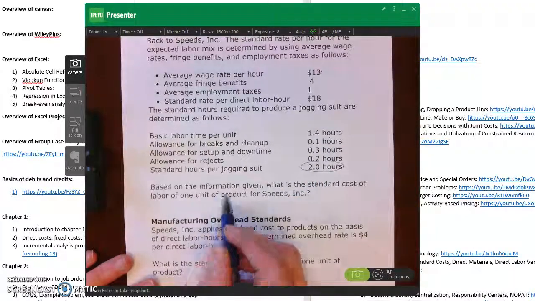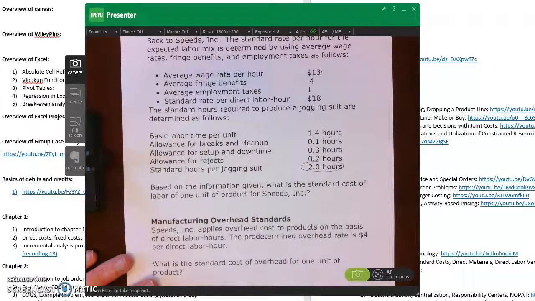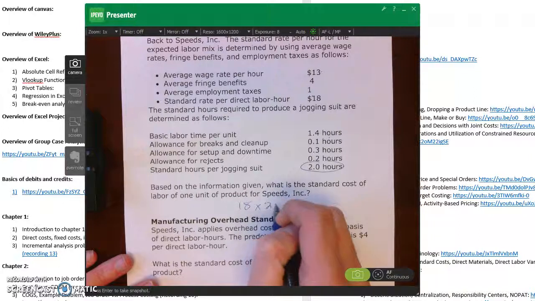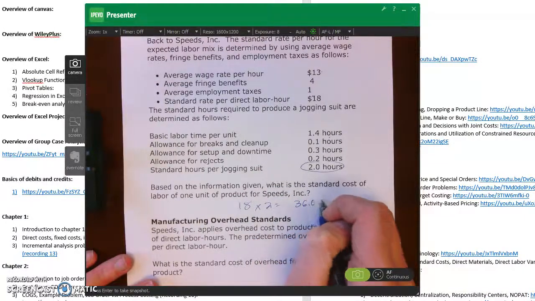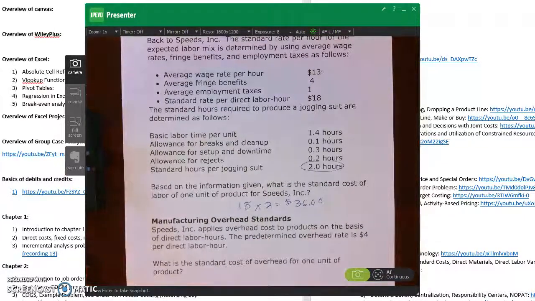So we come over here and we say what should be the standard cost of direct labor for making one suit. We say it should cost us $18 per hour, times the 2 hours, gives us $36 in terms of our direct labor per suit.